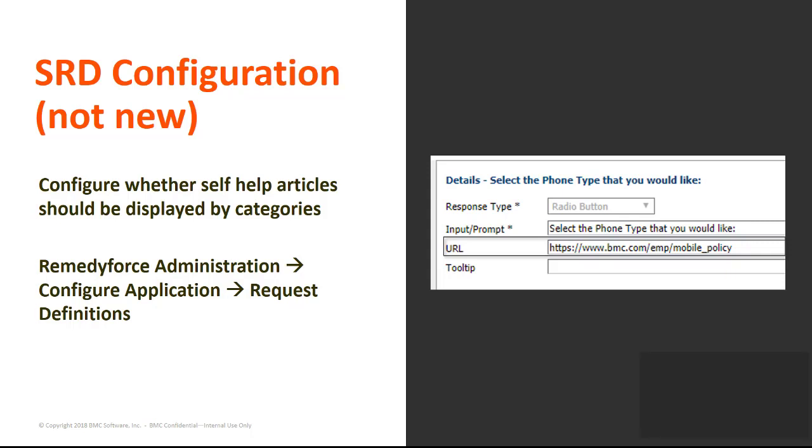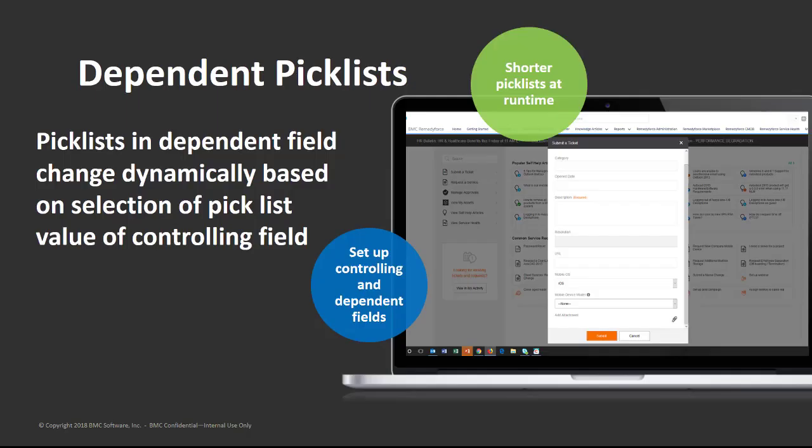Again, this is not a new configuration. On the service request definition input fields, one can set up the URL associated with the service request input field. At runtime, when the client hovers their mouse over that field, they can see the full URL. Besides, the URL has a hyperlink allowing the client to visit that web page.